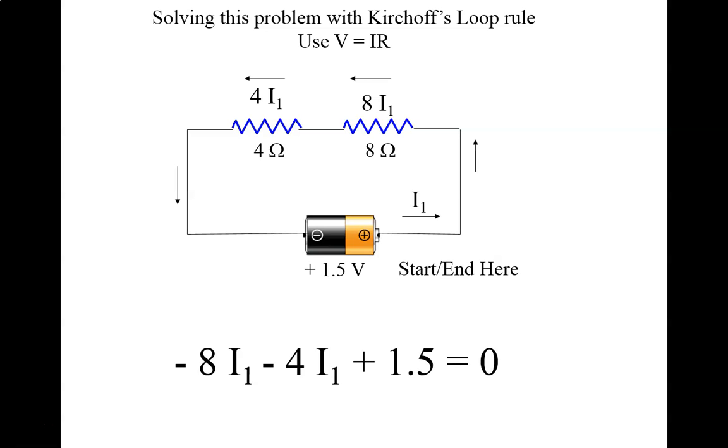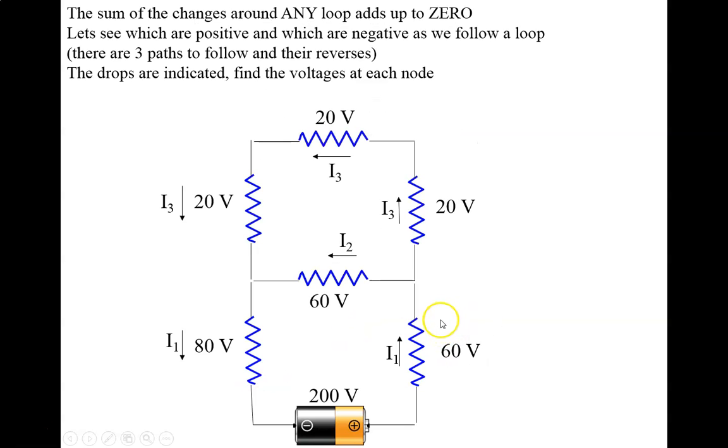Now this is not mixed series parallel. Mixed series parallel makes it a little bit more interesting, a little bit more of a challenge, but not non-doable by any means. So if we look at one that's mixed series and parallel, what I wanted to show you here were the voltage drops across each one of these resistors. I've calculated these ahead of time: 60 volts, 20 volts, 20 volts, 20 volts, 60 volts, and 80 volts.